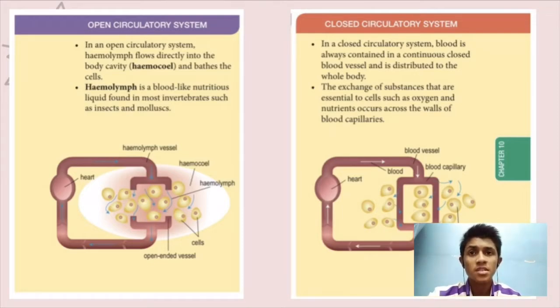Closed circulatory system. In a closed circulatory system, blood is always contained in a continuous closed blood vessel and is distributed to the whole body. The exchange of substances that are essential to cells such as oxygen and nutrients occurs across the wall of blood capillaries.